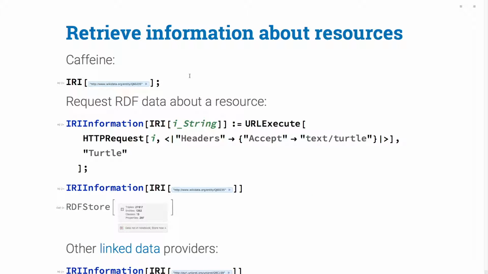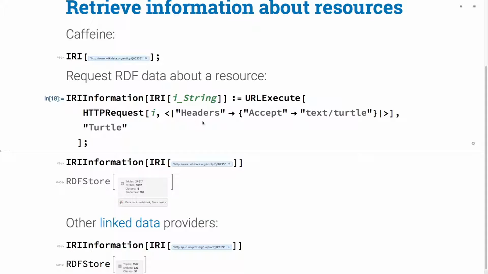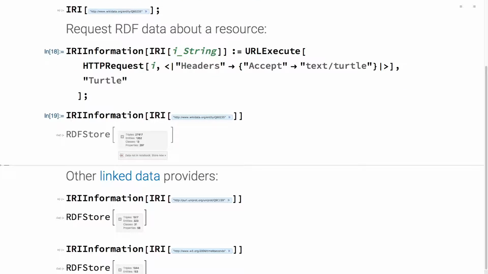So, now that you have these identifiers, you might want to find some information about them. One way is to click on it to get human-readable information. The other way is to retrieve an RDF representation of the information associated with that item. This is one example. I just resolve this IRI and say I want an RDF representation. Turtle is one of the possible serializations of RDF data, and I get back an RDF store.